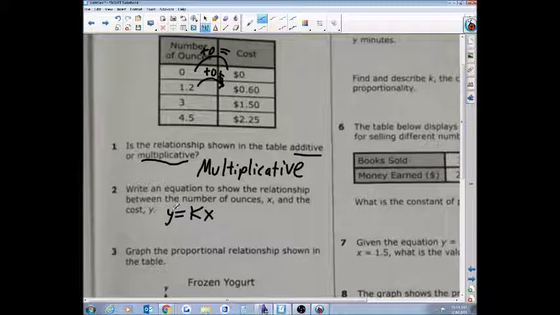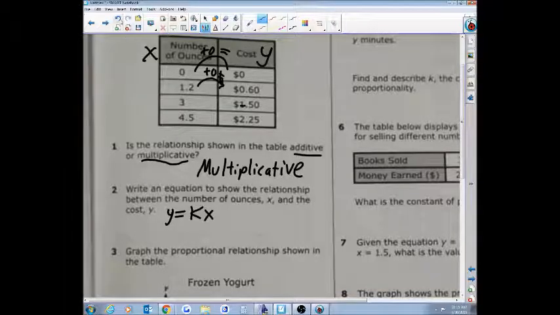Okay, now what that means is, first off, ounces is X. So we've got X over here, and we've got Y, our cost. So our output, our cost, is dependent on some number times our number of ounces, our X. So let's go ahead and substitute. We could use any one of these except for 0. We don't really want to use 0. So let's use 1.50 and 3.